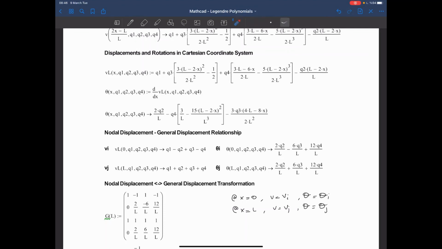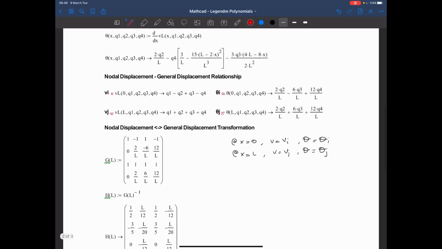So I get the relationship between the interpolation function coefficients and the nodal displacements. For that, I just put 0 here, and that's the output of that equation. I put L here, that's the output of the equation, and that's Vj. For theta I use the following equation. I put 0, that's the relationship between theta i and the polynomials. We can just say this: Vi is equal to this, Vj is equal to this, theta i is equal to this, and theta j is equal to this.